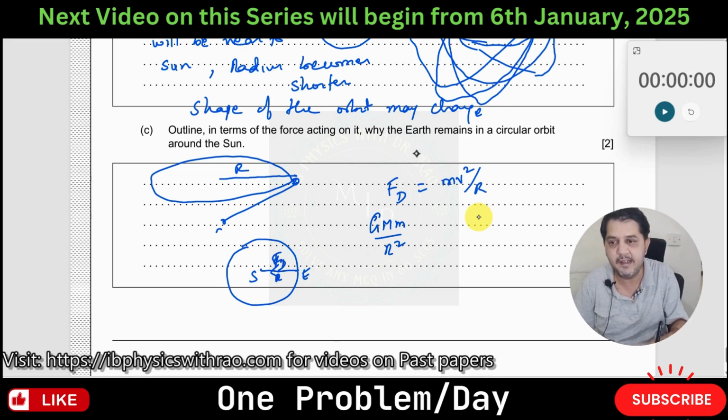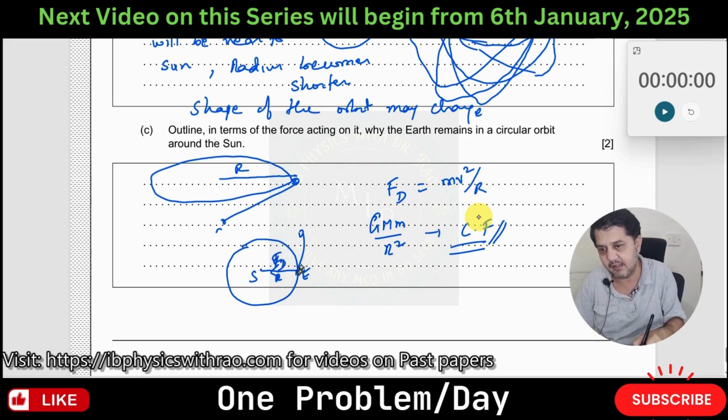Now what is he asking here? Why the earth remains in a circular orbit around the sun? The reason is because the earth would always try to go away from here, but the sun tries to pull it nearby. One is gravity, or gravity is the origin of the centripetal force. Since it is moving in a circle, centripetal force comes into existence, and as a result, the path of the earth around the sun is seen to be circular in nature.